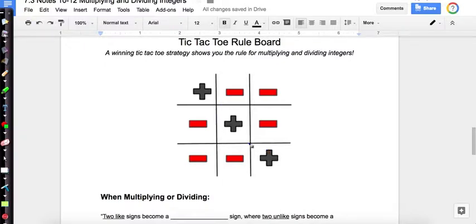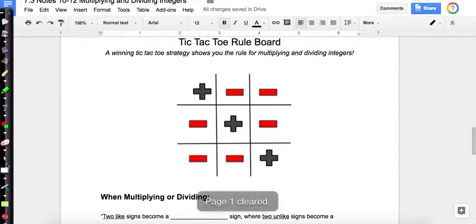So no matter which way you look, up, down, across, diagonal, sideways, side to side, doesn't matter which way you look. If it's a winning tic-tac-toe strategy, it will show you the rules for multiplying and dividing integers. Now you got to remember, if you make the tic-tac-toe board, your positives have to be diagonal.